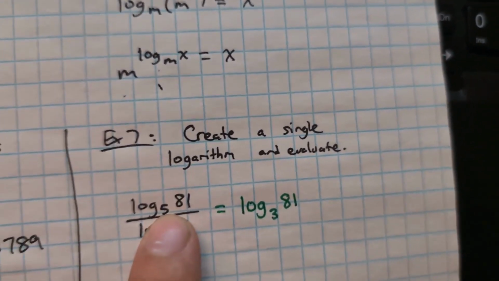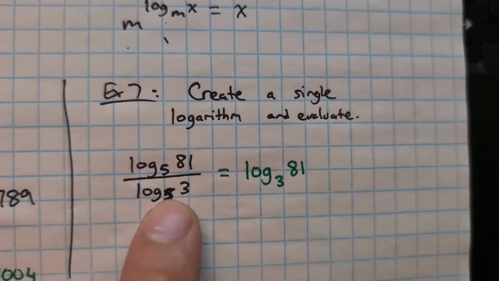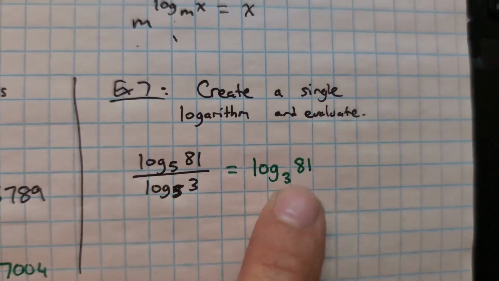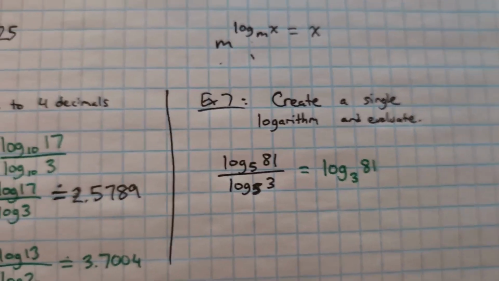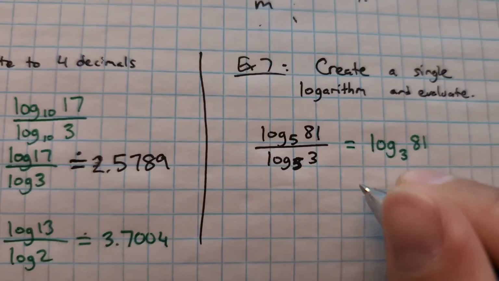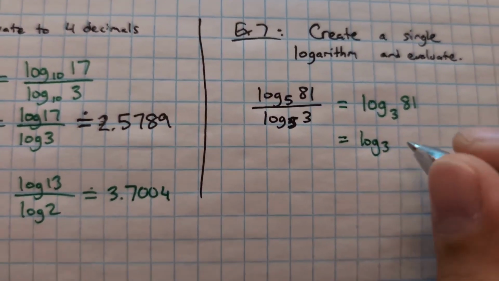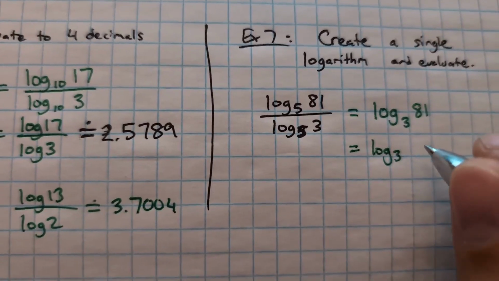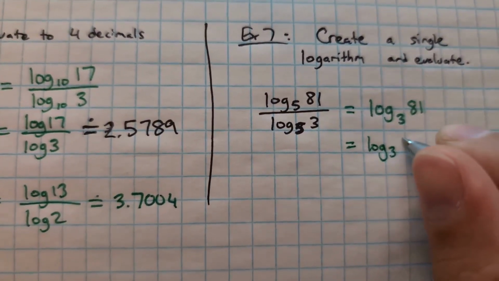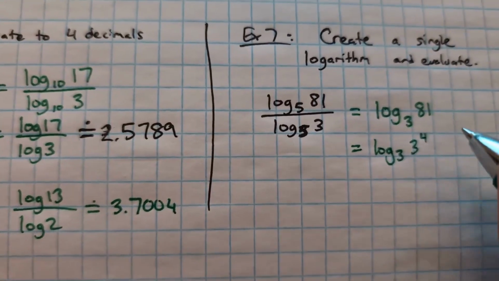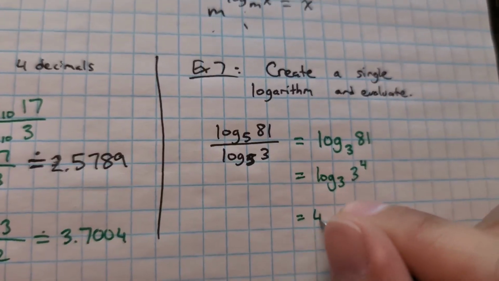Now that it's written like this, that's something we can solve on our own. We don't know what 5 to the power of what gives us 81, or 5 to the power of what gives us 3, but we can think of it this way. 3 to the power of something gives us 81, and that something, 3 times 3 is 9, times another 3 is 27, times another 3 is 81. So this is the same as 3 to the power of 4, which means this whole thing is just going to equal 4.